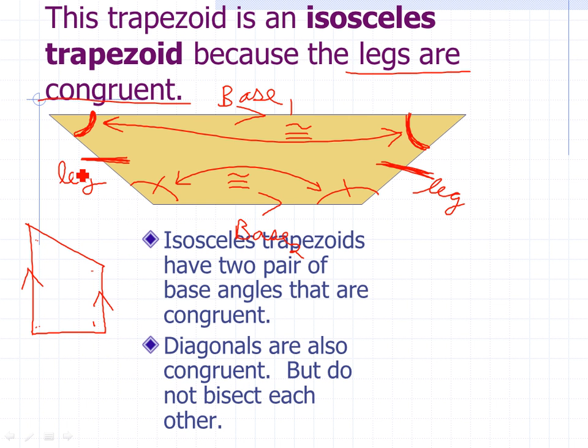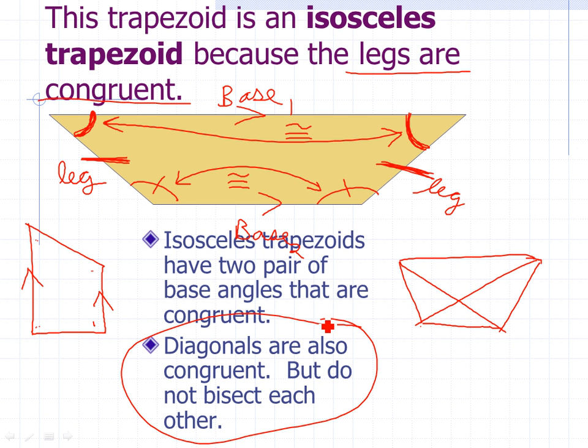Now I've got too much junk in here, so I'm going to draw another one out here. If I can draw an isosceles trapezoid that sort of looks like that. In an isosceles trapezoid, the diagonals are also congruent. So the diagonals are always the same length. Just like in a rectangle or a square, diagonals are the same length.